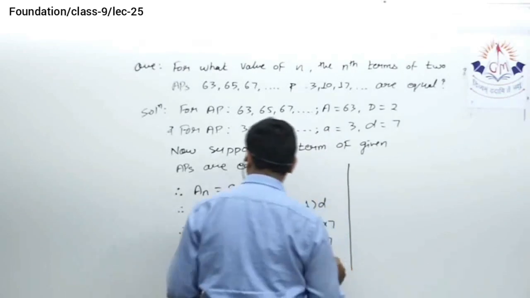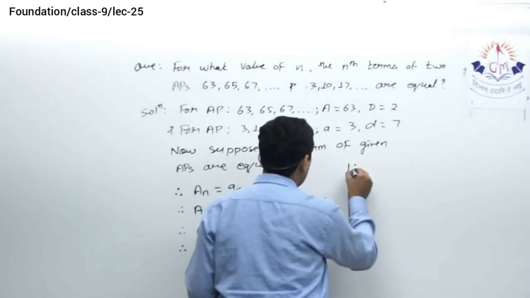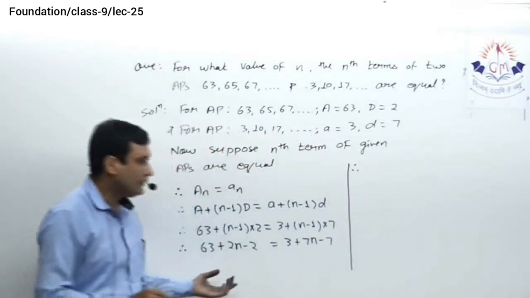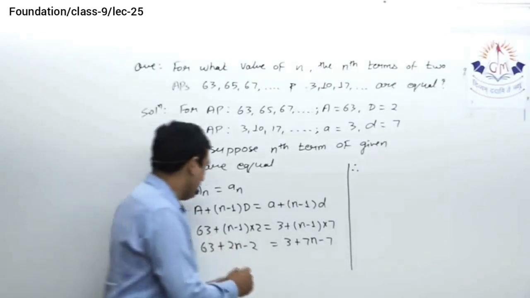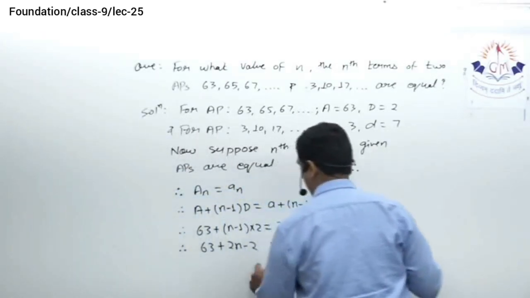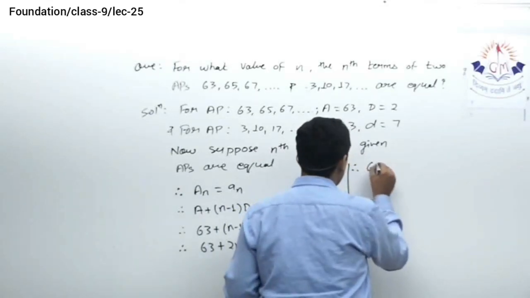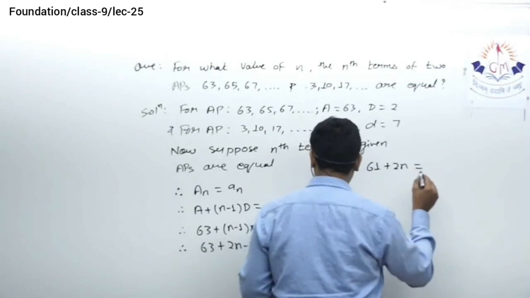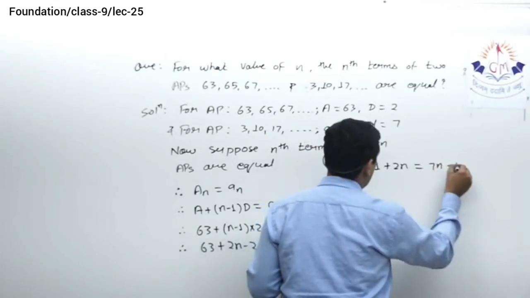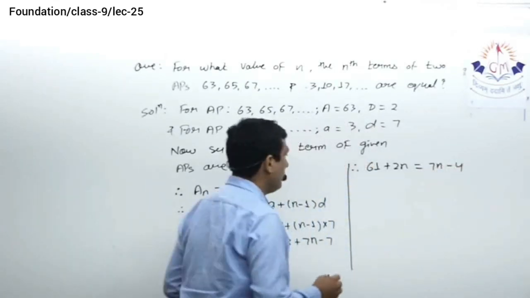On simplifying it further, what will I get? Now I will take all the terms containing n on the left hand side and all the constants on the right hand side. So before I do this, 63 minus 2 is 61. So 61 plus 2n is equal to 7n minus 4. 3 minus 7 is minus 4.